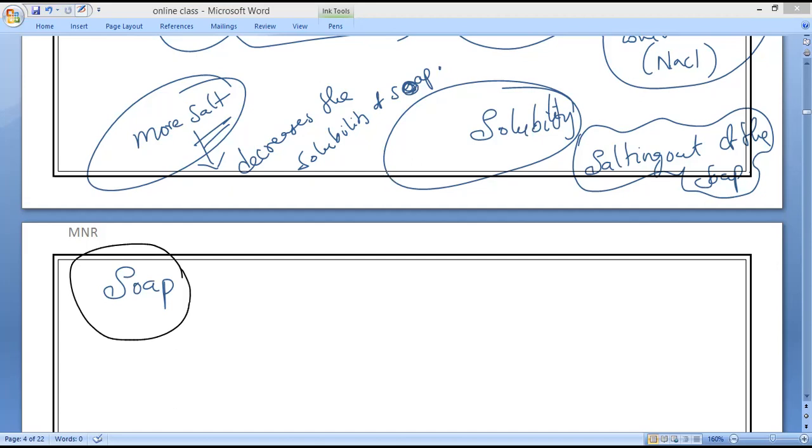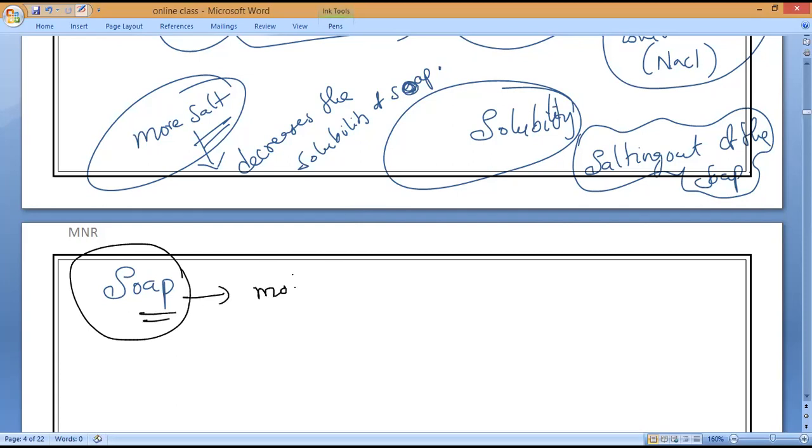All the soaps have the same chemical formula, but the other substances they add, like smelling agents and all, give different soaps different smells. That is only cost will decide. But every soap has the same structure, same phenomenon. Now, if we take this soap molecule, soap is actually a molecule.